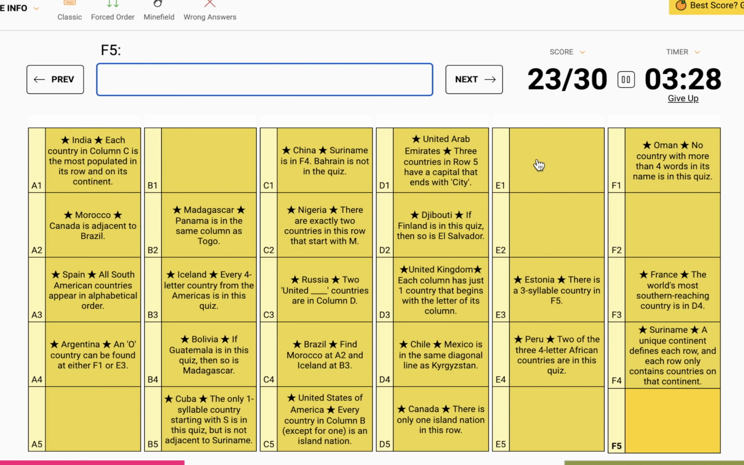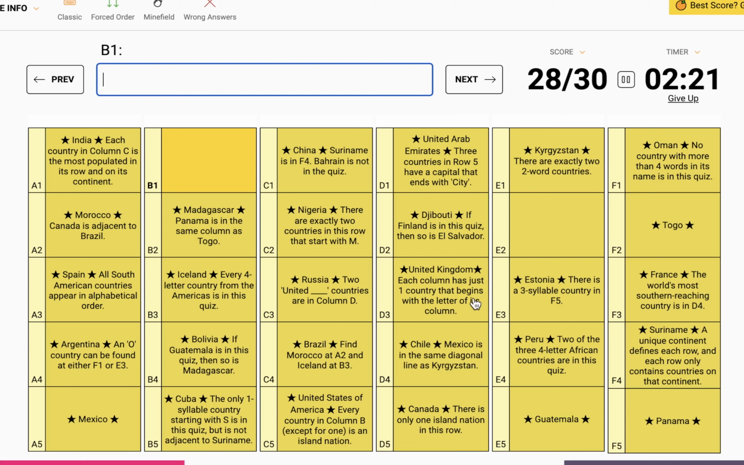Mexico is in the same diagonal as Kyrgyzstan. I'm an idiot. That helped me. Okay. So everything here has to be an island, which means this is Kyrgyzstan and this is Mexico. There are exactly two two-word countries. I don't need that right yet because this can help me knock out a bunch down here now. What did it say about Panama? Panama and Togo. So we got that. A 3-syllable country. So this has to be Panama. And this would be Togo. That leaves this being Guatemala. There we go. Okay.